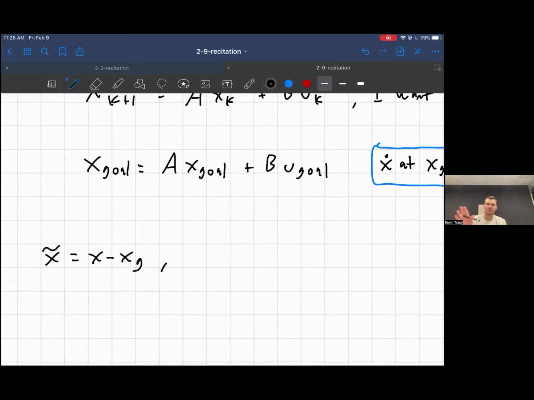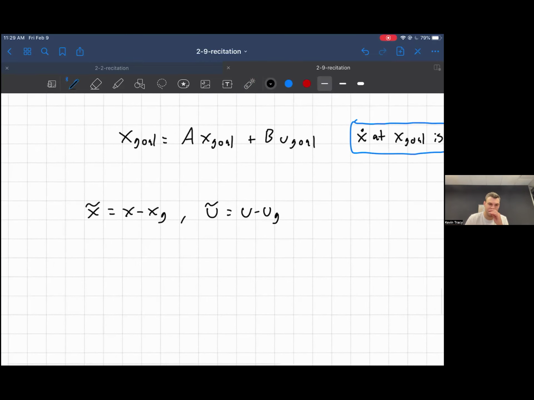And again, I'm not solving for anything. I just made these up and I'm just saying, here are some tildes. Here's what they mean. U tilde equals U minus UG. So now let's work out what the dynamics of our new system are, as represented in this tilde form. So we do X tilde K plus 1. This is XK plus 1 minus X goal, right? This is me just taking this definition and applying it to a time step of K plus 1.